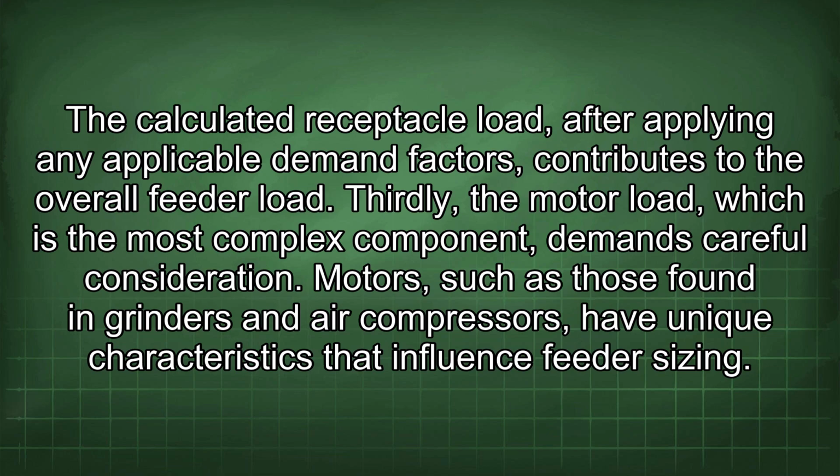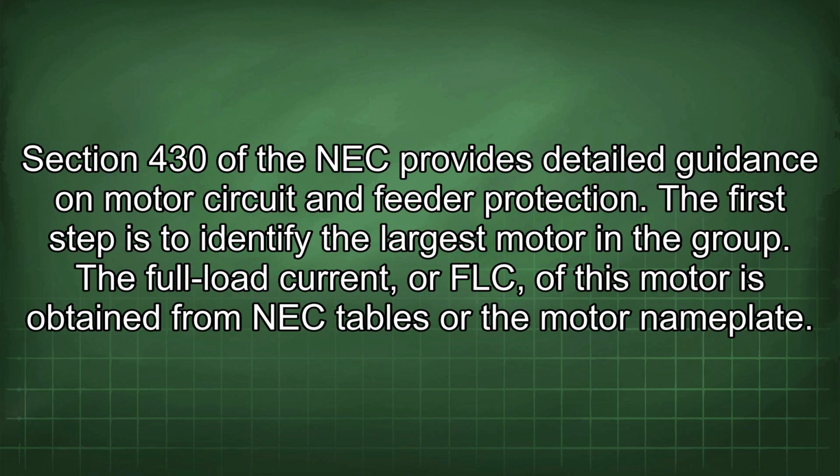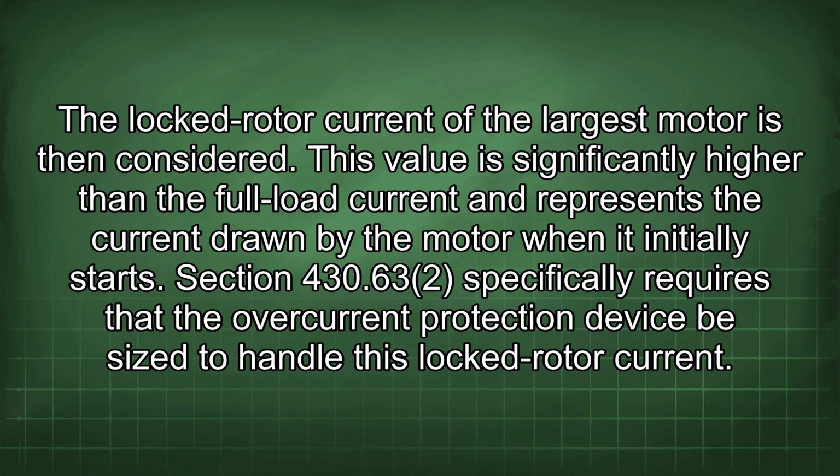Thirdly, the motor load, which is the most complex component, demands careful consideration. Motors, such as those found in grinders and air compressors, have unique characteristics that influence feeder sizing. Section 430 of the NEC provides detailed guidance on motor circuit and feeder protection. The first step is to identify the largest motor in the group. The full load current, or FLC, of this motor is obtained from NEC tables or the motor nameplate. The locked-rotor current of the largest motor is then considered. This value is significantly higher than the full load current and represents the current drawn by the motor when it initially starts.